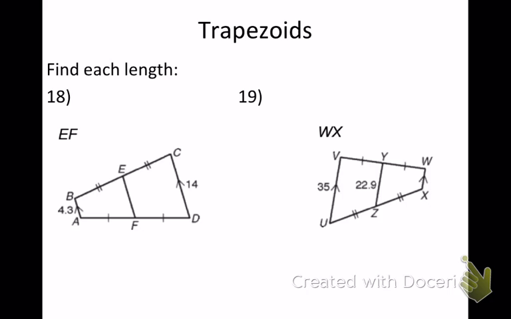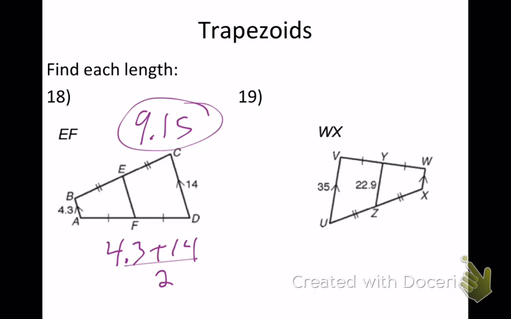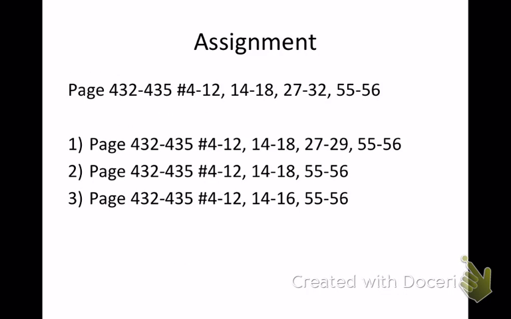When you do number 18 here, you'd want to add them. So 4.3 plus 14 divided by 2. Anybody know what you get? 9.15. In 19, if you think about it, what's the difference? Aren't you subtracting 12.1? So I subtract 12.1 again, and I get 10.8. Here's your assignment.